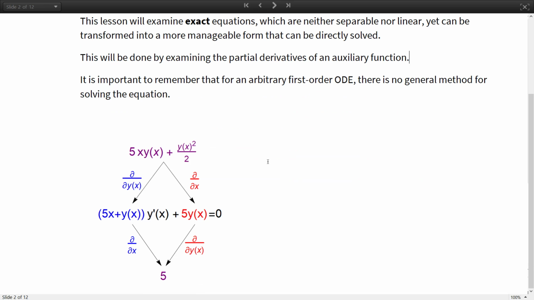This is demonstrated by the flowchart here, where the equation at the top is separated into two parts. The blue term is obtained by differentiating the equation with respect to y of x, while the red part is obtained by differentiating with respect to x. We'll see shortly how this is relevant when solving exact equations. While these lessons discuss many ways to solve first-order ODEs, it is important to remember that not all such equations have a general method for finding a solution.